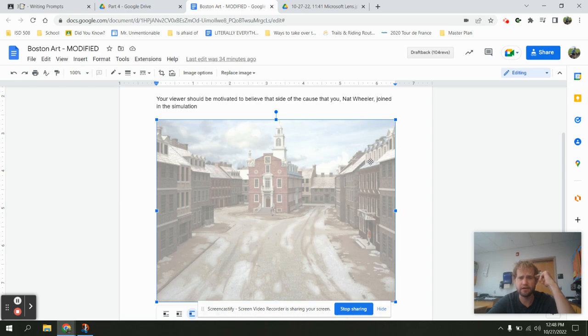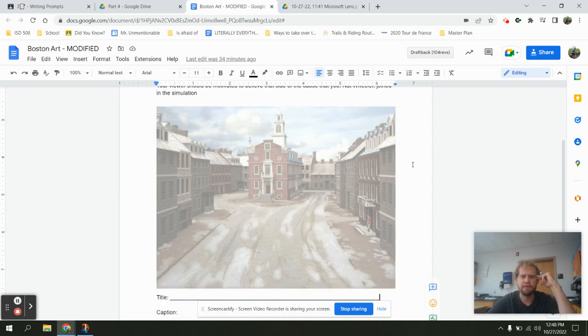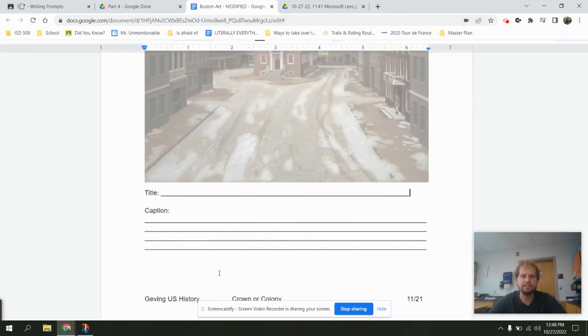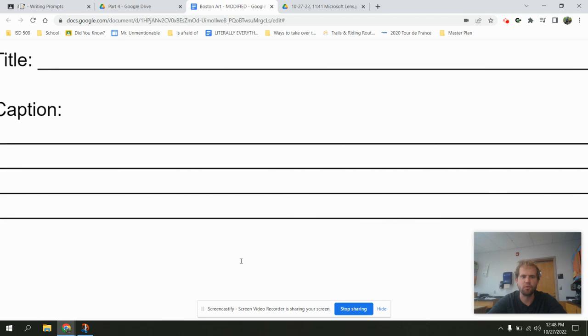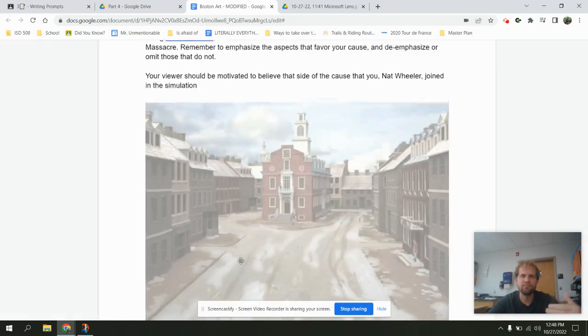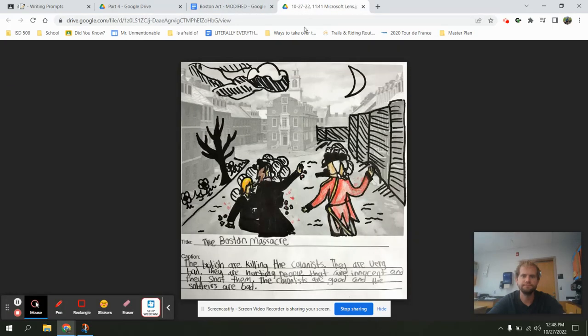You'll do your drawing right here, and then below it has a spot for a title. So you'll give your drawing a title and a caption. A caption would be as if I was to just look at the words and not see your drawing. How would I understand it? What would it be? Here's an example.